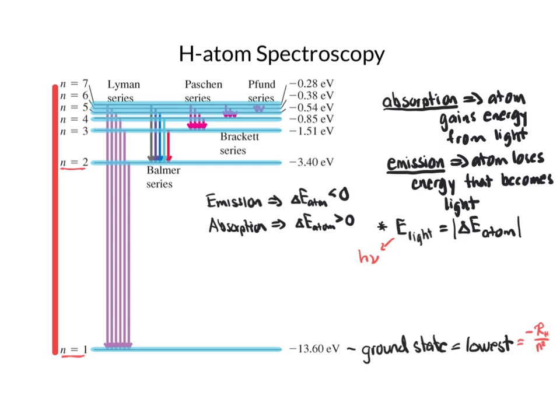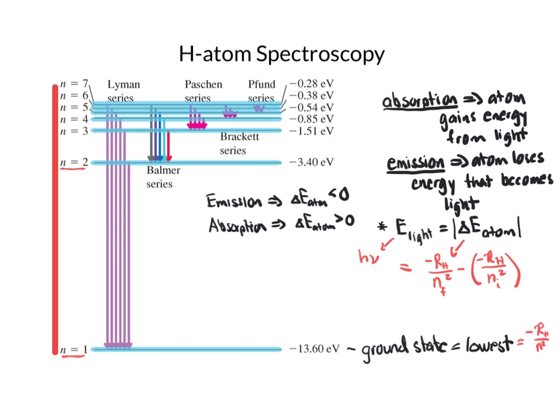So we could write that this is E final, which is minus the Rydberg constant divided by the final quantum number n squared, minus E initial. And E initial is minus the Rydberg constant divided by the initial n quantum number squared. We know that these two things have to be equal because this is the energy of the light, and this is the change in energy of the atom.